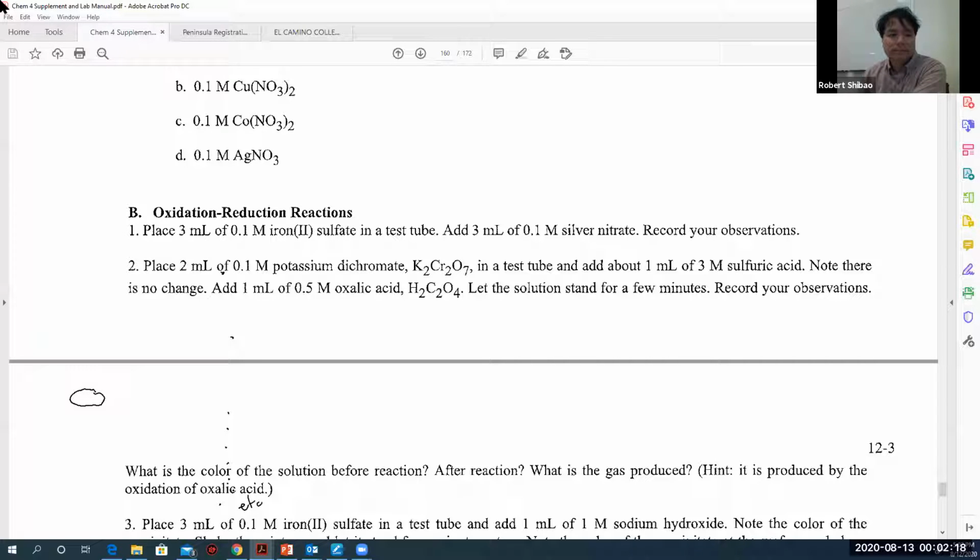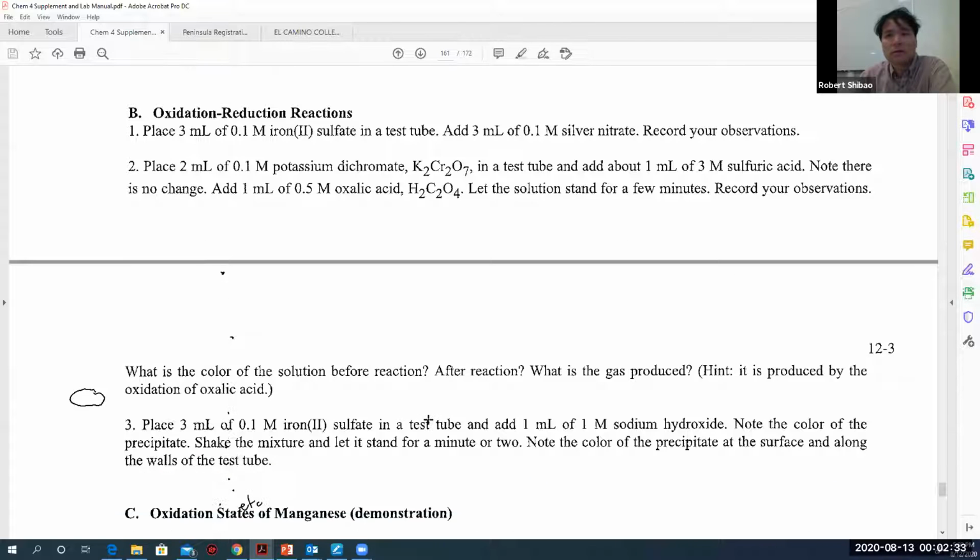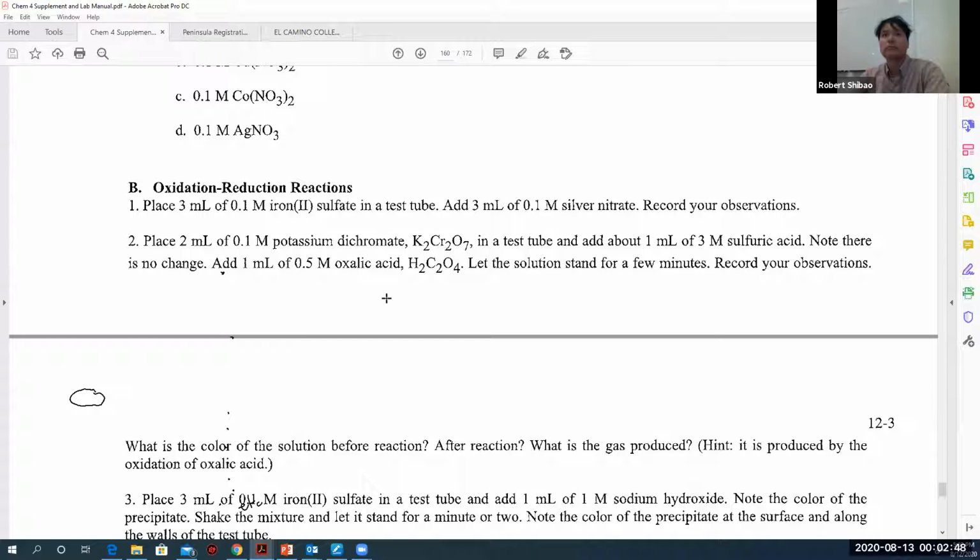How about this then? We'll just make a prediction of what's going to happen. Why don't you tell me what's going to happen here for 1 and 2? We'll just do 1, 2, and let's see. Should we do 3? Iron 2 sulfate, sodium hydroxide. No, that's not the one I wanted here. Okay, this is what we could do. Instead of the lab, I'll break you guys up and then you can just tell me what you predict.